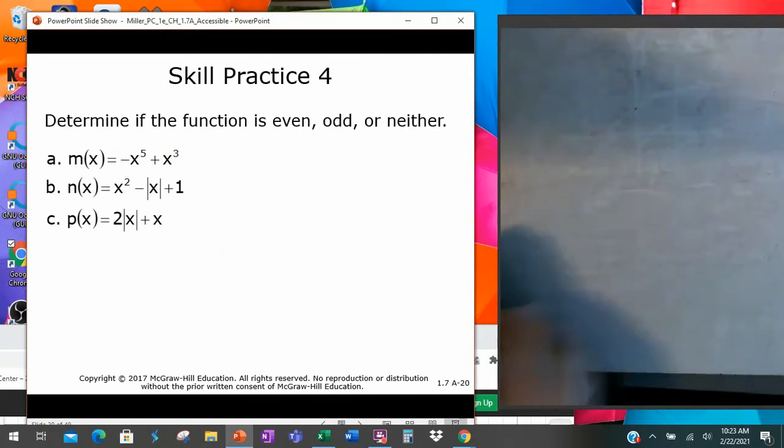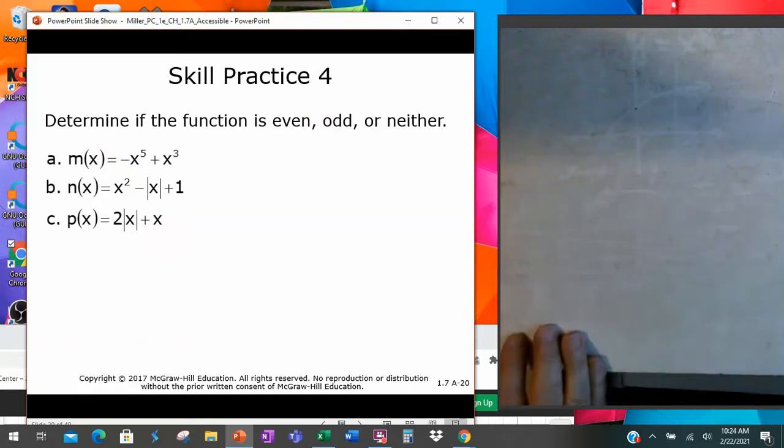Okay, let's look at some more. Even, odd, or neither from the functional rule. These are functional rules. The other one, here's a function, here's a graph. There's also here some sets. We could look at the set, some numbers, and which would be even, which would be odd.